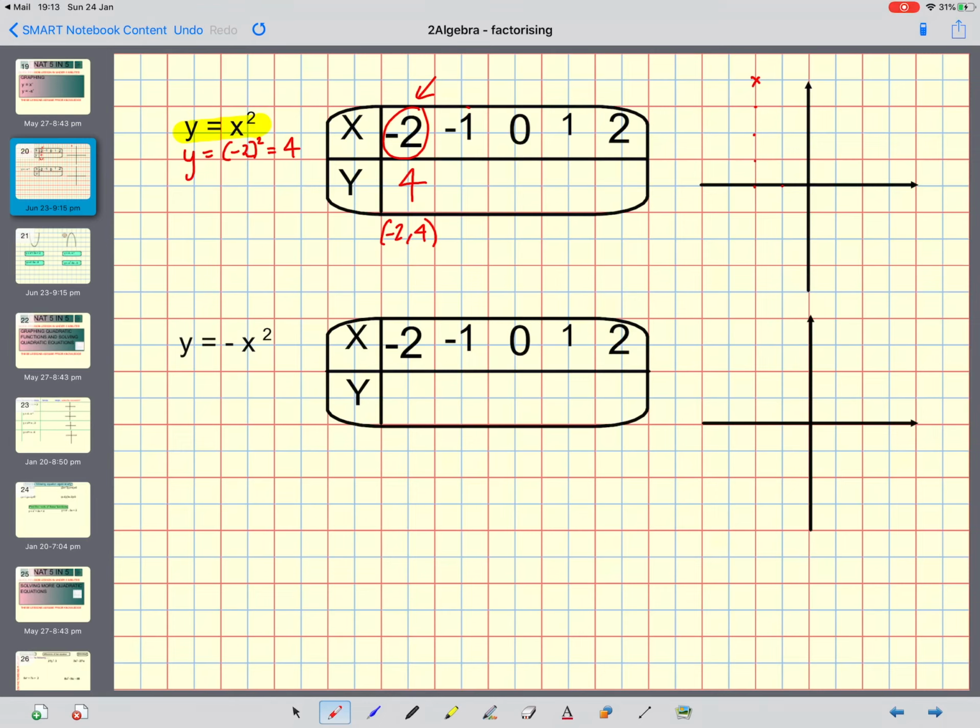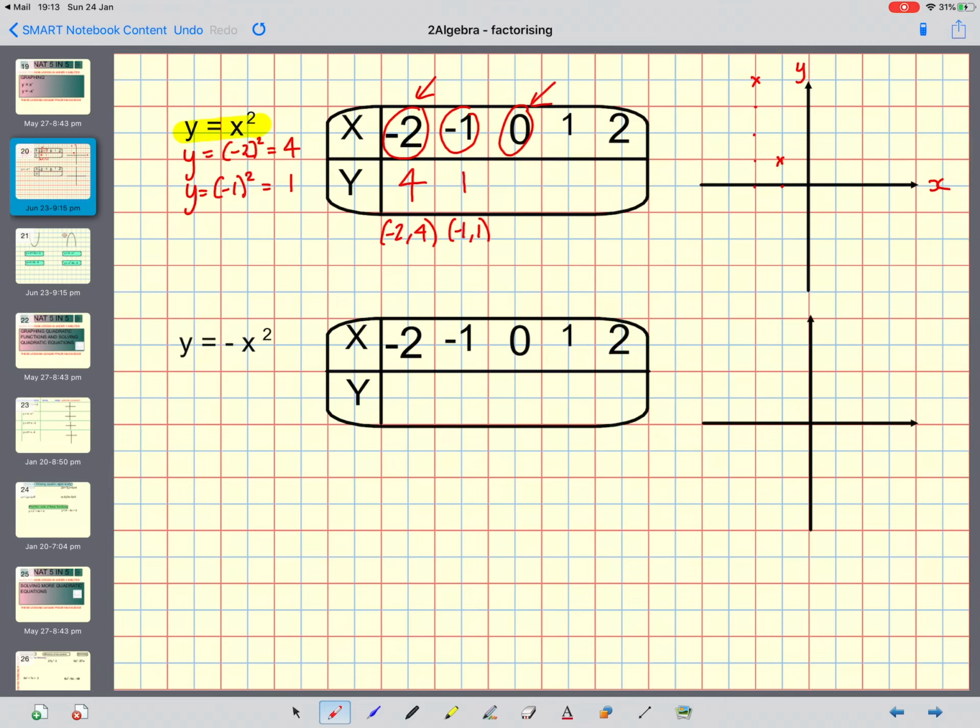If I keep going now, I have my x is negative 1, so y equals negative 1 all squared. Negative 1 all squared just means negative 1 multiplied by negative 1, which is just 1. So your output, or your y, is equal to 1. So your coordinate is negative 1, 1. So if I go negative 1 along the x-axis, and then 1 up, this is my coordinate here.